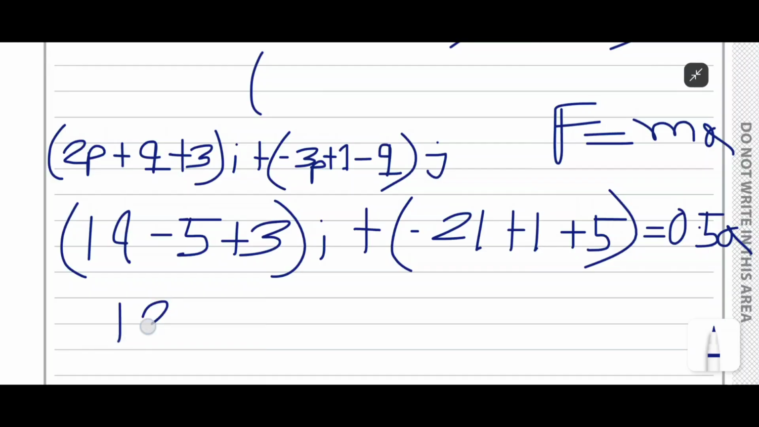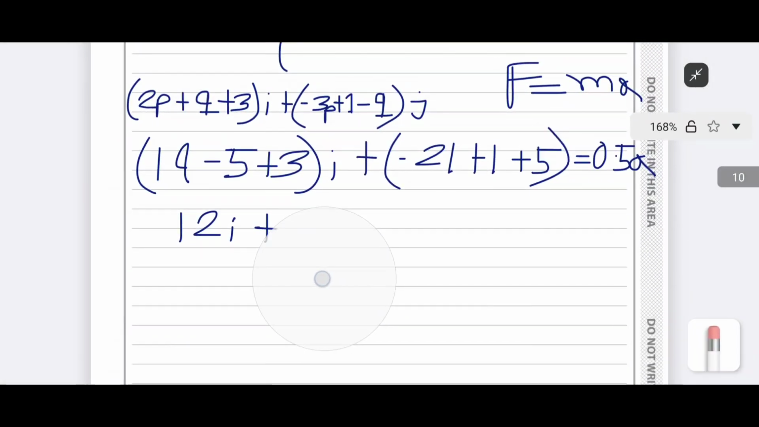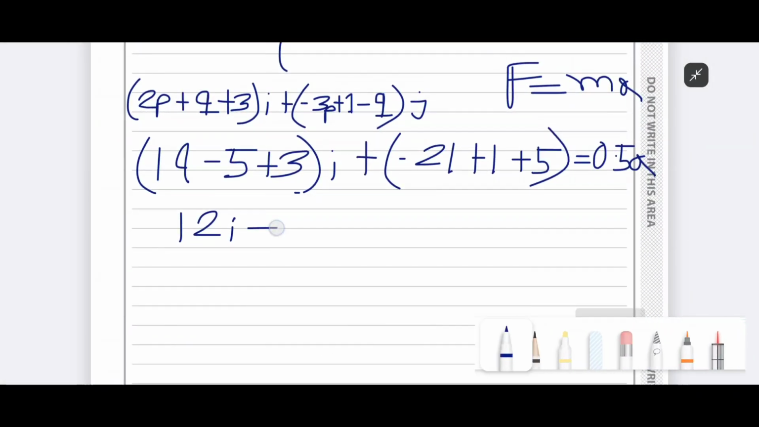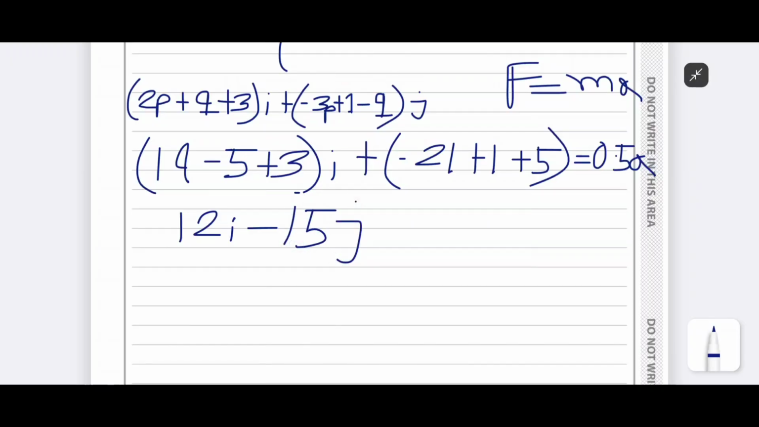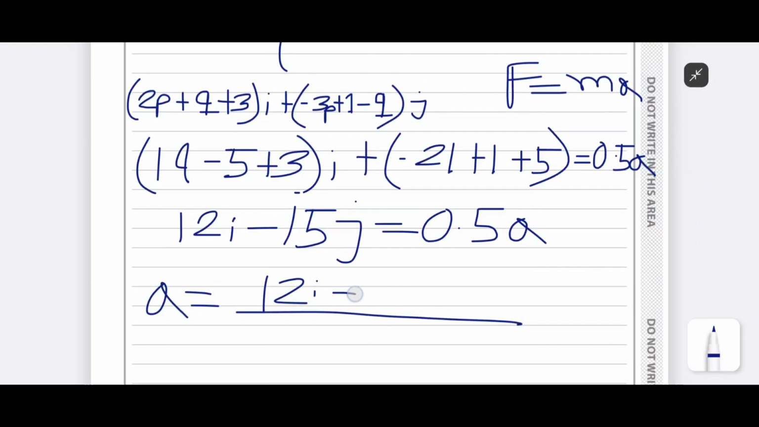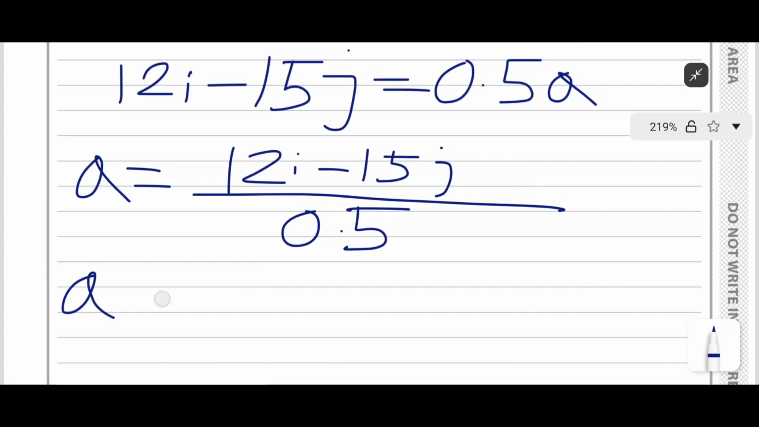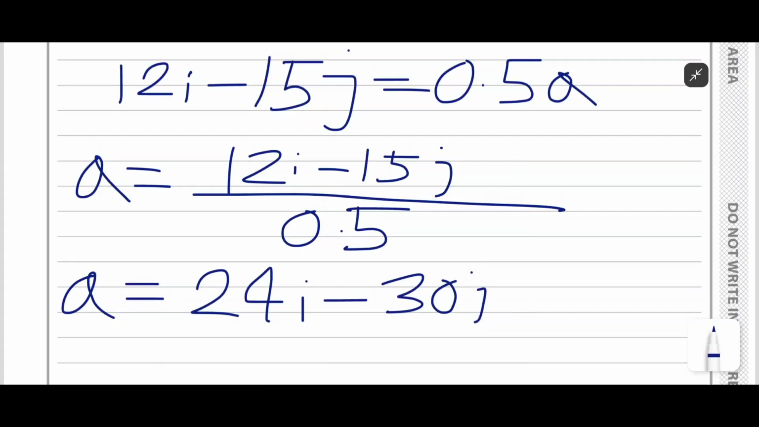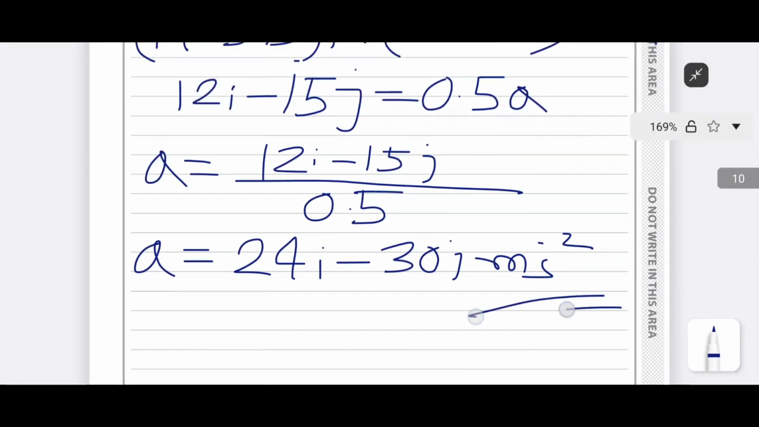Which is 12i minus 15j equals 0.5 a. We separate a like this way: 12i minus 15j divided by 0.5. We get 12 divided by 0.5, which is 24i, minus 15 divided by 0.5, which is 30j meters per second squared. And this is the acceleration here.